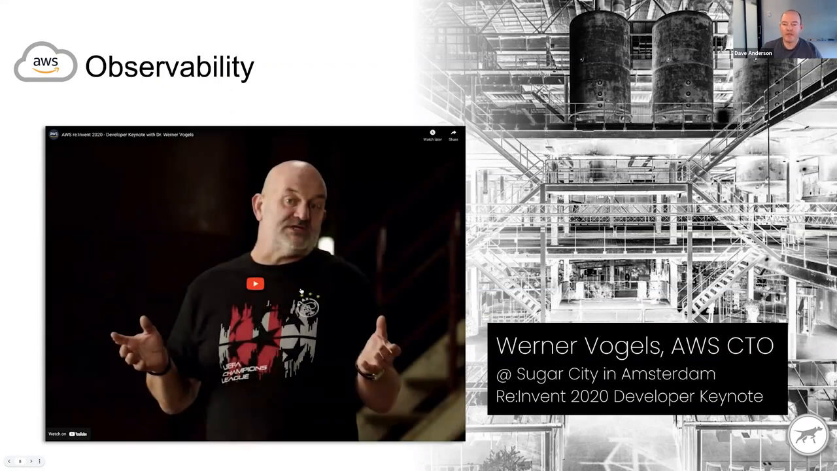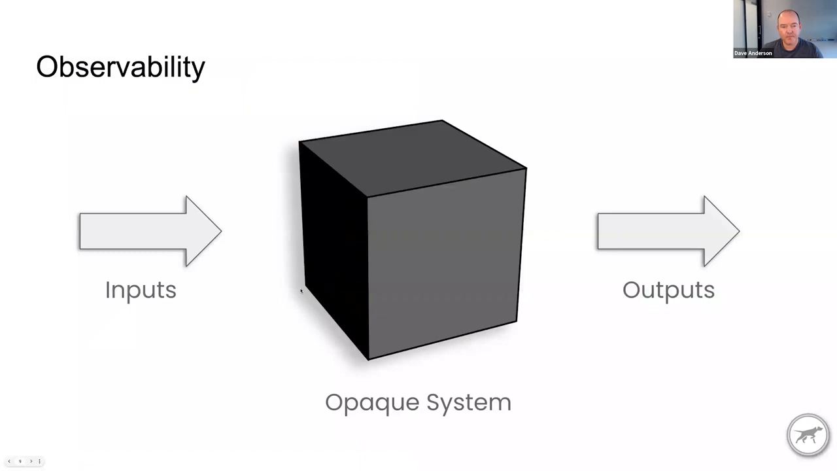So observability is inferring the operational state of a system based on its outputs. You've got your inputs in your system, which is opaque, and then you have outputs, which you can see, measure, and analyze.